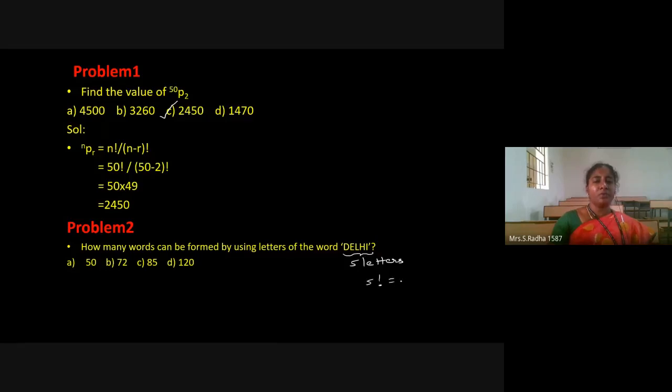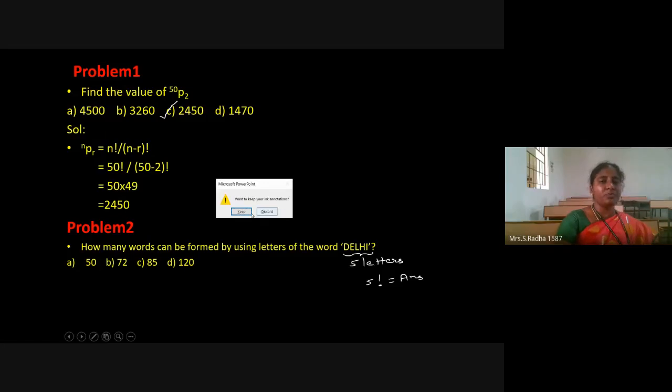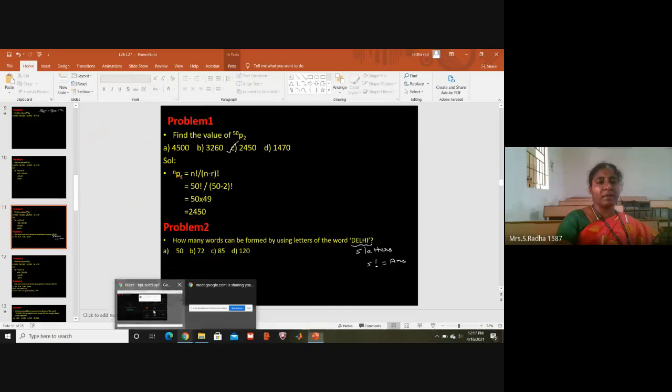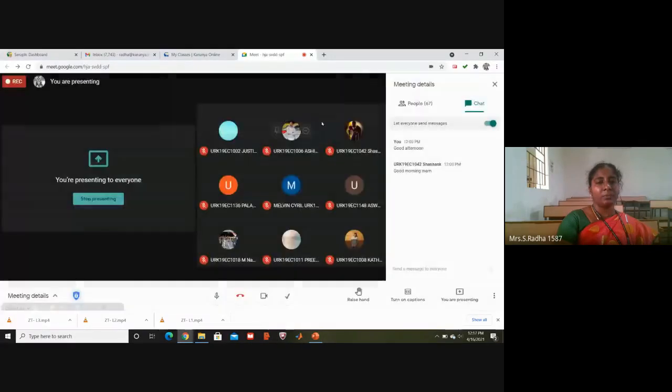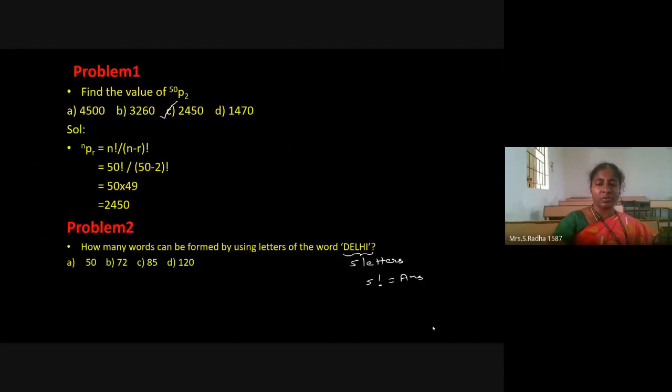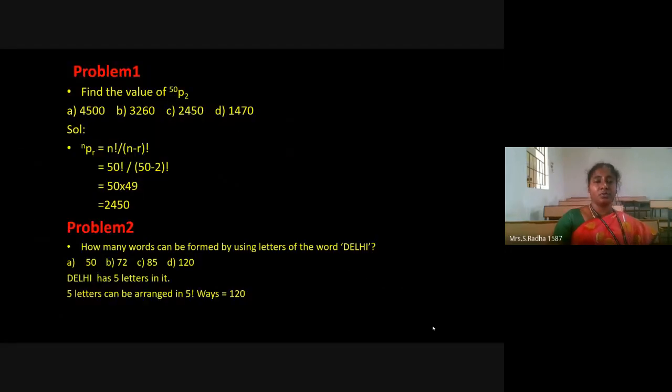If all the letters are different, then the number of letters factorial will be the answer. So 5 factorial means we multiply 1, 2, 3, 4 up to 5, and the answer is 120. So option D is the correct answer. I'm going to the next problem.